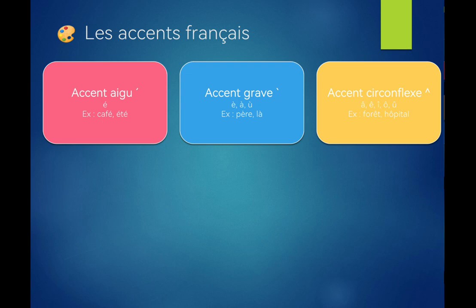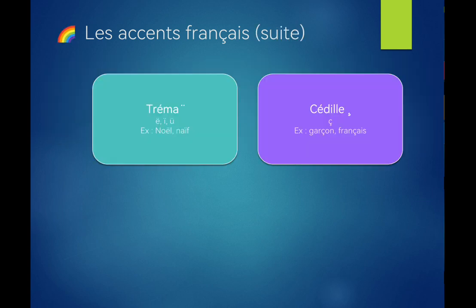Okay? The last 2 here: tréma, the 2 dots as you can see above the 3 letters E, I, U, like in the word Noël, Christmas, and naïf, and when someone says silly words. Last one here, cédille, which is below the letter C, like in the words garçon and français. Garçon is a boy, français, French as a language or as a nationality.